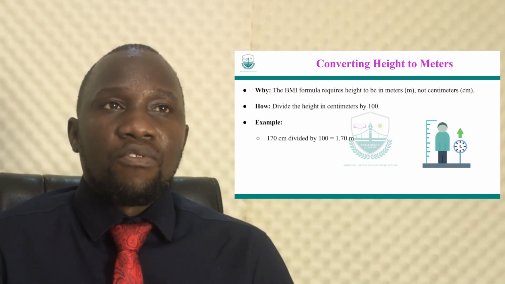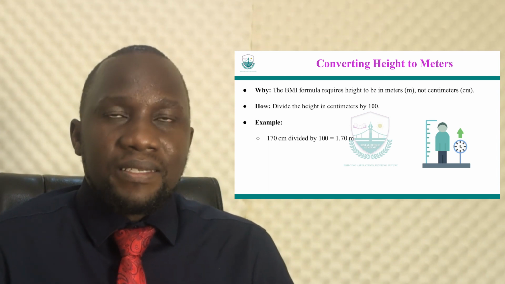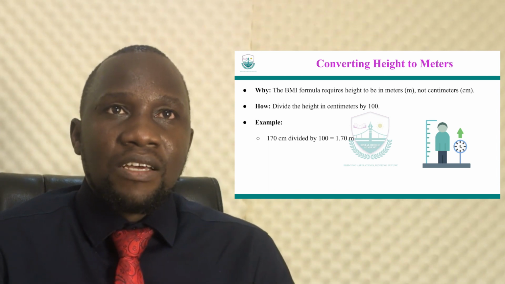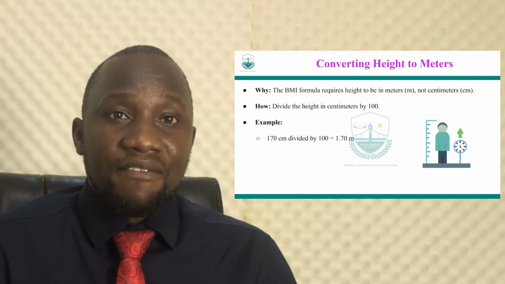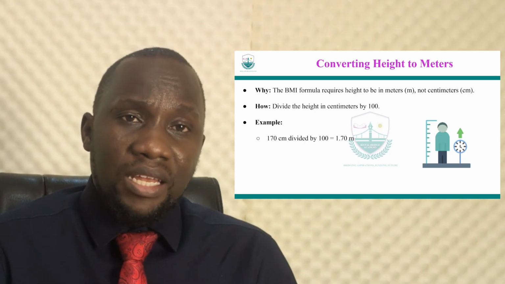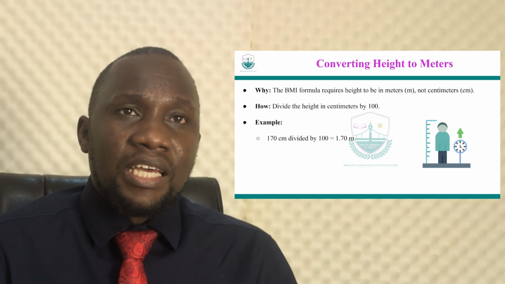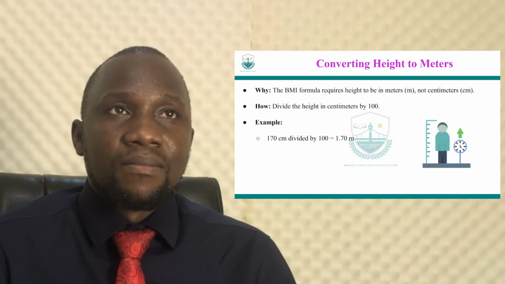So, for example, if you have someone who has a height of, let us say, 170 centimeters, you need to make sure that you convert that to meters. In this case, the person's height will be 1.7 meters.